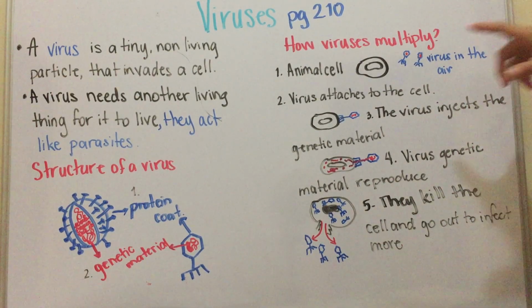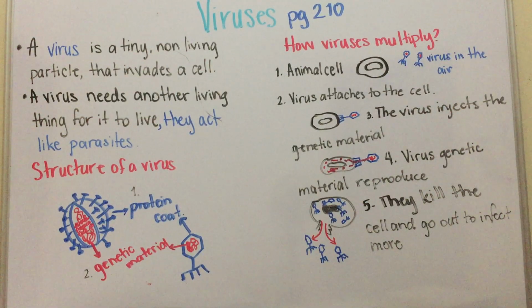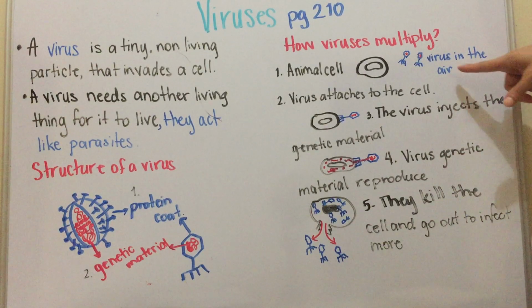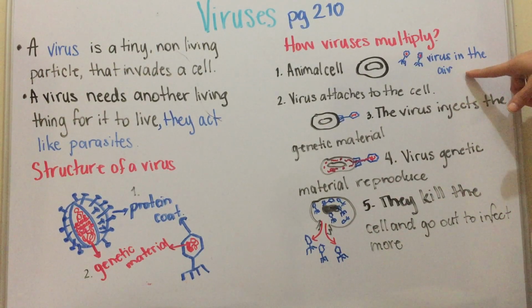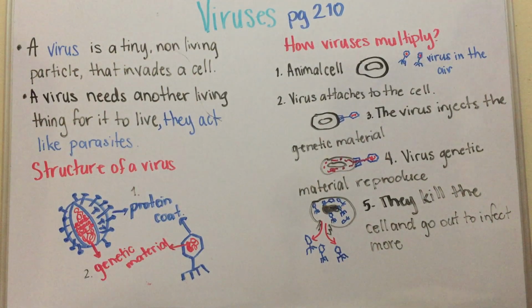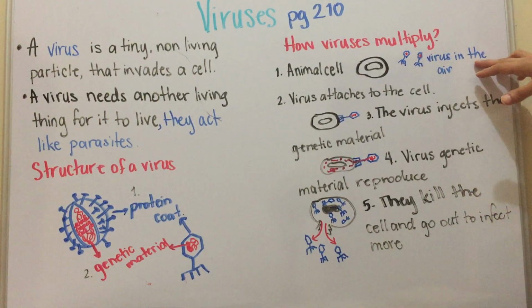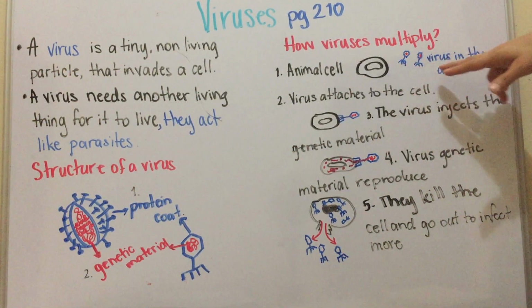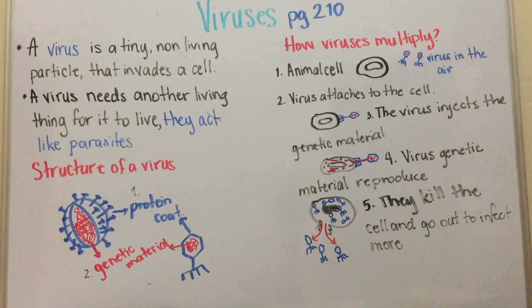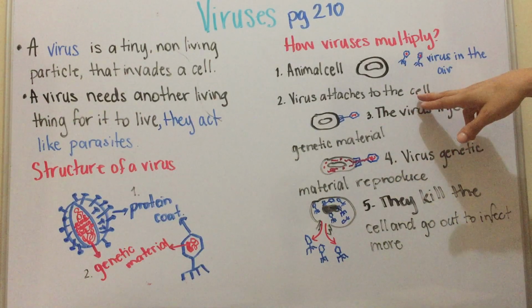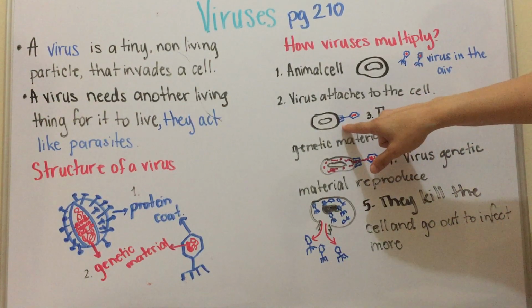Viruses are able to multiply because they infect another living organism. So in this example, I put an animal cell. If you're healthy and you have a classmate who suddenly sneezes, the viruses go in the air. They're transmitted by the air. They go flying, all right? Then you breathe in and inhale all of those viruses, and those viruses are going to reach your nose and your lungs. Once the viruses see your cell, they're going to attach, all right?